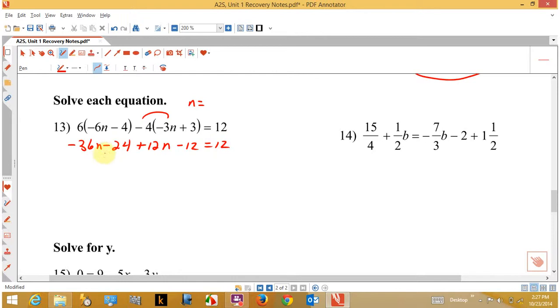Okay, now let's combine like terms. I have a negative 36 plus 12. So the n's are going to combine, and that should give me a negative 24n. I have a negative 24 that's a number, minus a 12, that'll be minus 36.